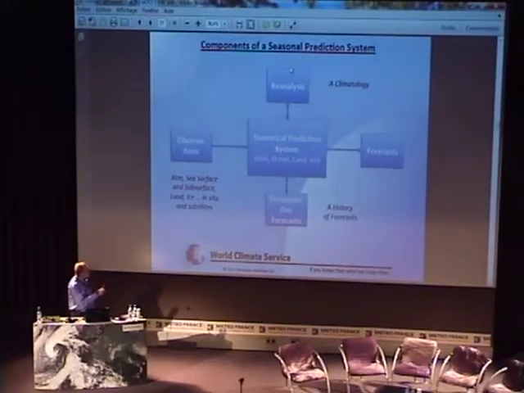You feed it into this numerical system in order to get a balanced picture, and you create what's called a reanalysis. So now you have a digital climatology for 20 or 30 years with all sorts of imaginable variables in great detail. You use those reanalyses as initial conditions to take your forecast system and run 20 or 30 years of forecasts. So now we know how this system has performed over the last 20 or 30 years, and we can then start doing forecasts.